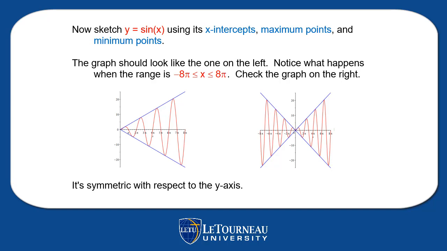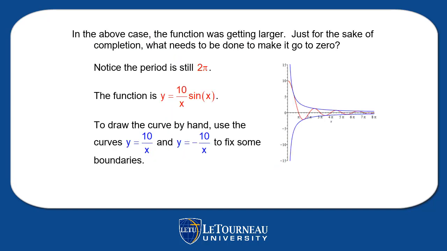Notice what happens when the range is minus 8 pi to 8 pi. You notice it becomes symmetric. In the above case, the function was getting larger. Just for the sake of completion, what needs to be done to make it go to 0?